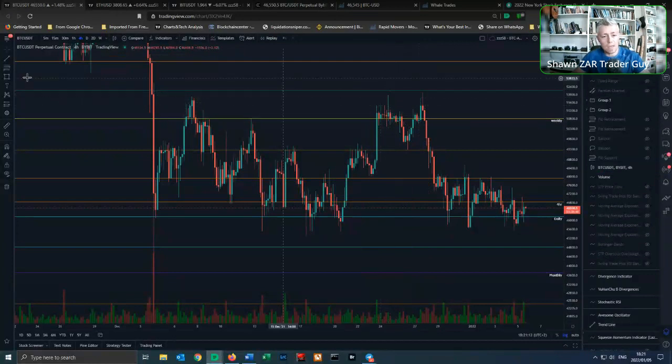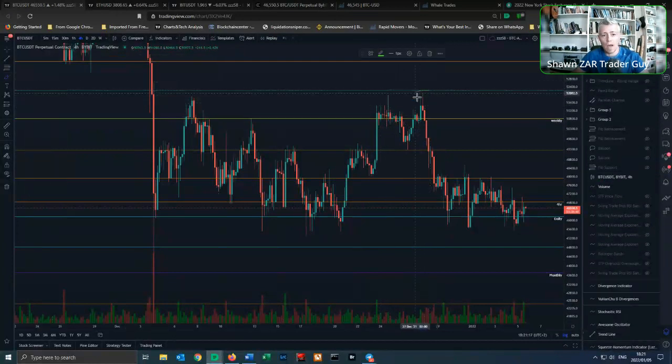You can see right here, if I turn on my brush tool, right here on the 27th of December, we actually had a huge swing failure pattern on the 4-hour.